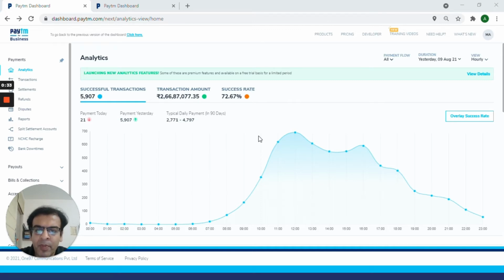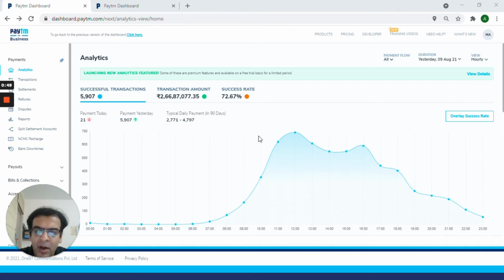The idea of payment flow analytics is to provide more insights into the performance of different payment flows that you have integrated with Paytm and how you can use those insights to enhance your business. So let's look at how exactly it works.